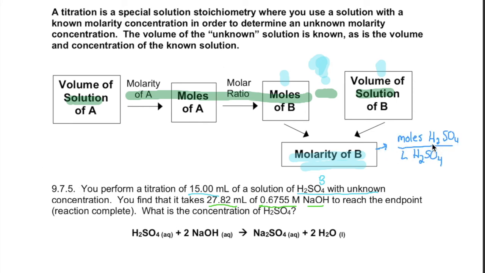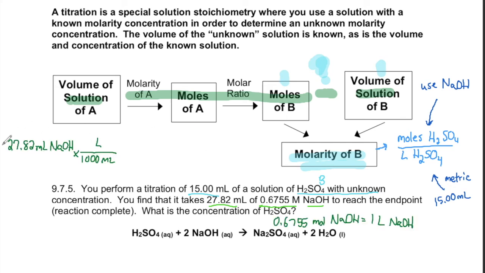So to get the molarity of our sulfuric acid solution, we need to know the moles of sulfuric acid and the liters of solution. So we know the volume of solution. We know that it's 15.00 milliliters. So this we're just going to use a metric conversion to get to liters. For this numerator, the moles of sulfuric acid, we're going to use the other substance that we reacted it with. We're going to calculate, using our sodium hydroxide, how many moles of sulfuric acid reacted.